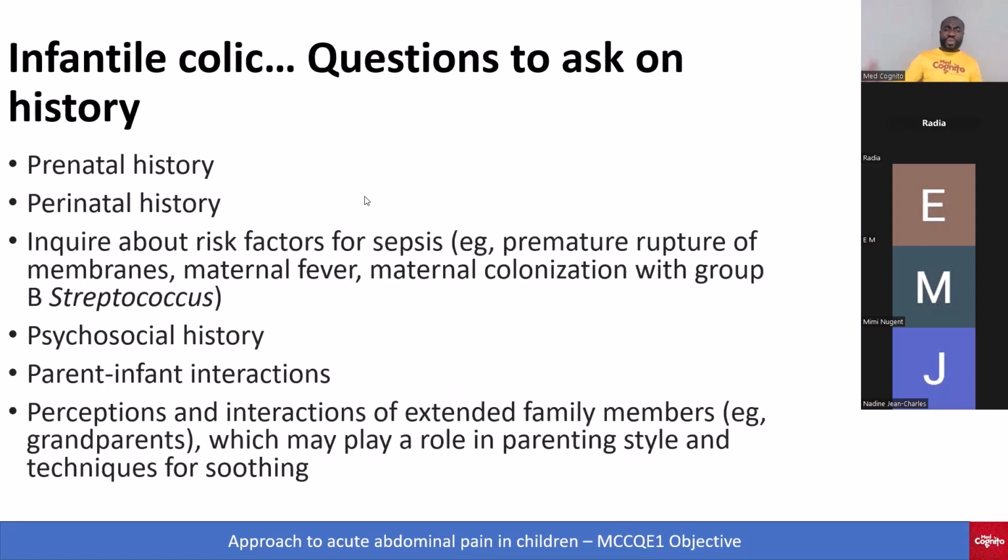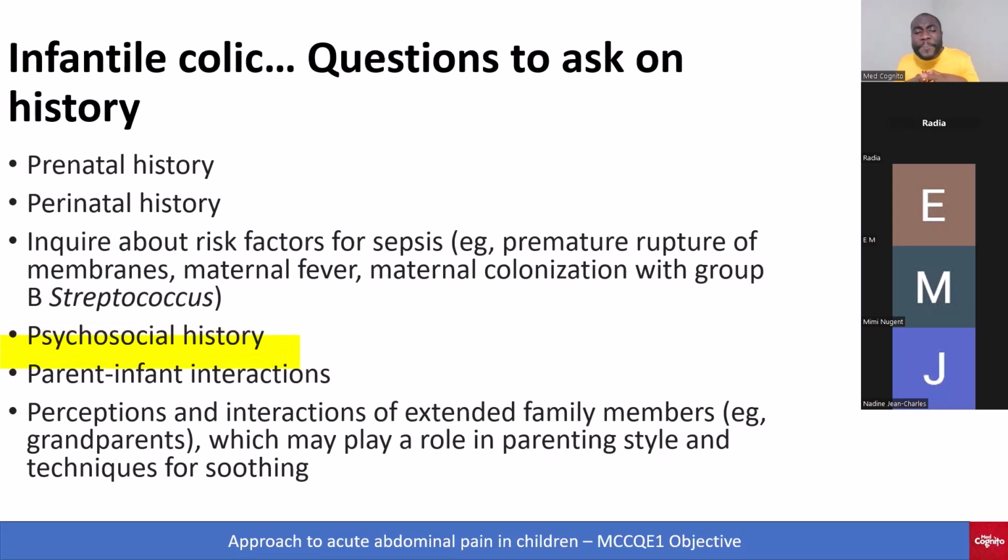As part of your history as well, you want to go into prenatal history. You want to go into perinatal history. What are the issues surrounding the birth? You want to ask about risk factors for sepsis. Was the child born prematurely? Was there any premature rupture of membranes? Was there any maternal fever? Did the mother have positive group B strep? You also want to find out about psychosocial history.